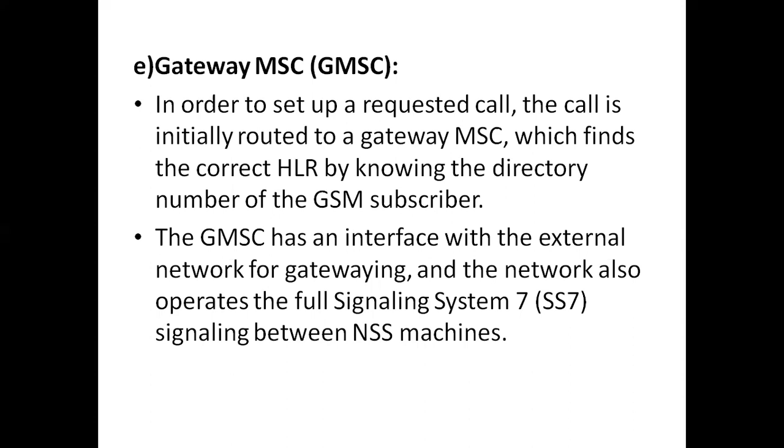When we make a call, the called subscriber's data will be stored in the corresponding HLR. So the gateway MSC finds the correct HLR of the other subscriber by knowing the directory number of the GSM subscriber. That means by the use of the gateway MSC, it can easily locate the other subscriber, that is the called number, by knowing the correct HLR.